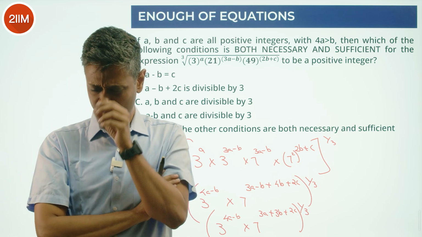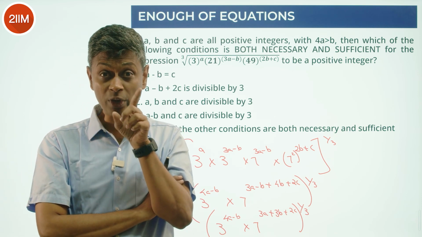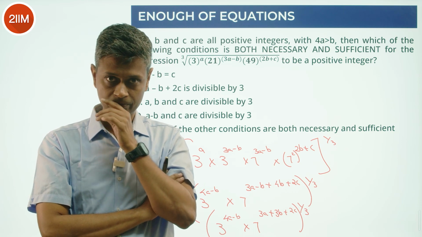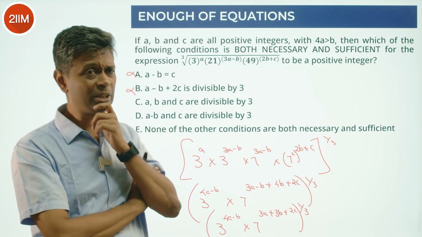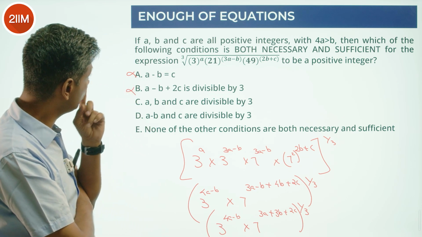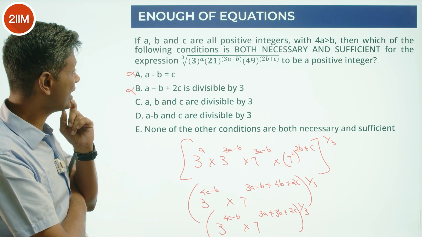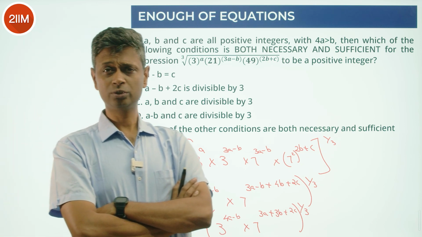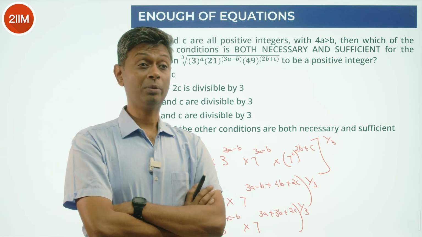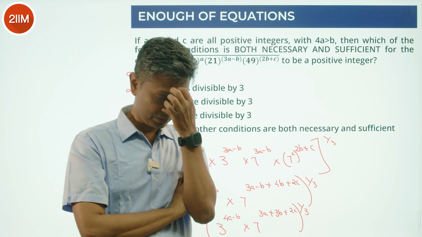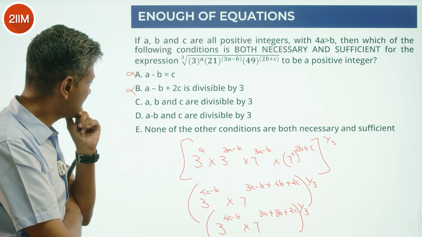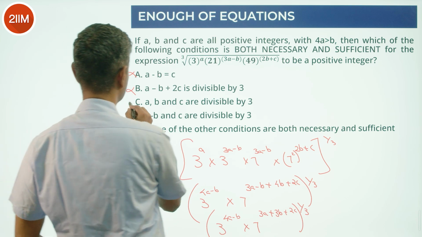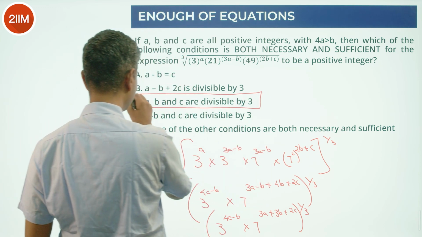So c has to be a multiple of 3, and then 4a minus b has to be a multiple of 3. If a, b, c are all multiples of 3, we are good. We've already been told that 4a is greater than b, so 4a minus b is greater than 0. We're not dealing with a 1 by 3, 1 by 9 kind of scenario, and so that's ruled out. So this is sufficient. I don't know whether it is necessary.